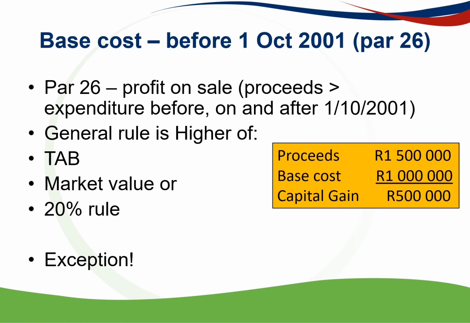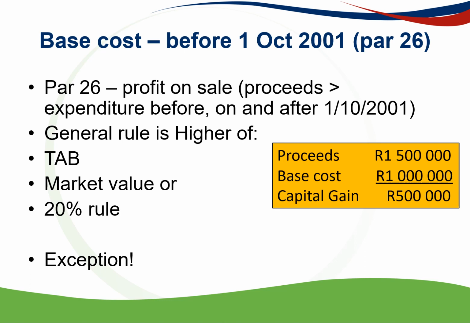The base cost in terms of paragraph 26 for assets purchased before 1 October 2001. So there will be a profit on the sale because the proceeds will exceed the expenditure before, on and after 1 October 2001. Then the general rule is the valuation date value will be the higher of the time apportionment base cost, the market value, or the 20% rule.